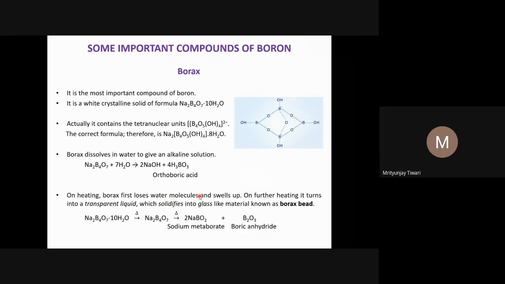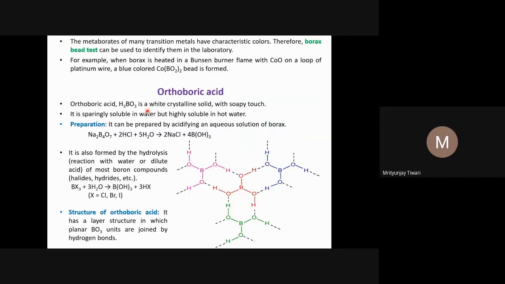On heating, borax first loses water molecules and swells up. On further heating, it turns into a transparent liquid, and that transparent liquid solidifies. On solidification, the solid material is also transparent, and that is why we call it a glass-like material, because we know glass is transparent. This glass-like material is known as the borax bead, which is sodium metaborate.